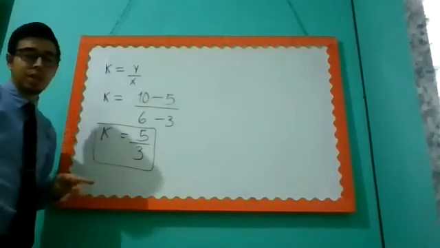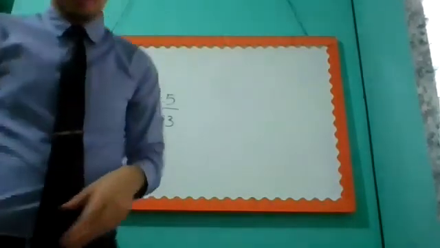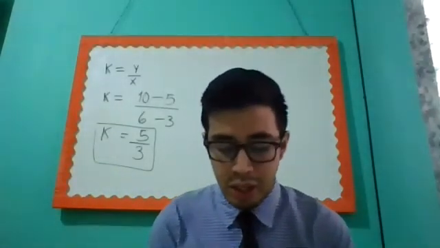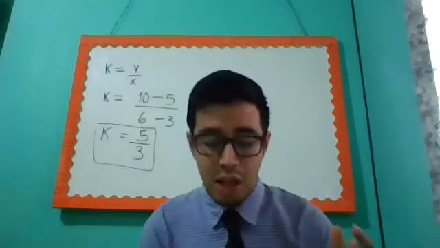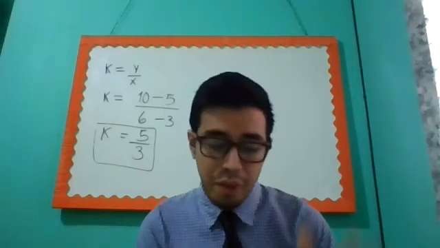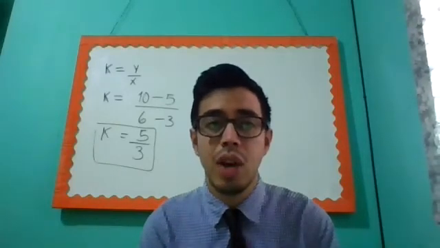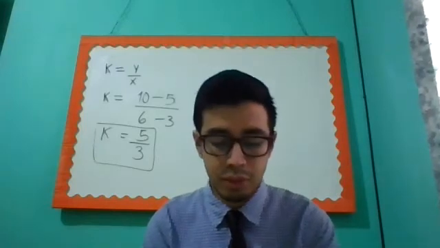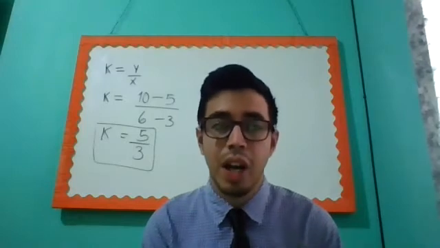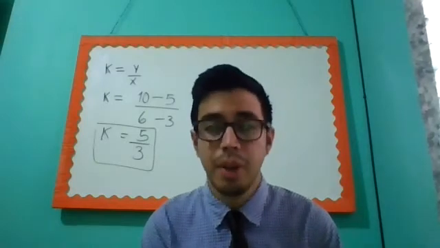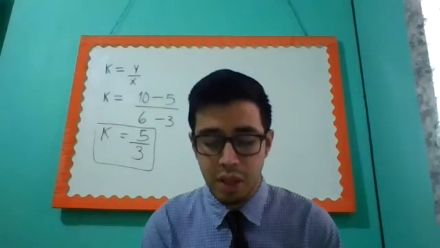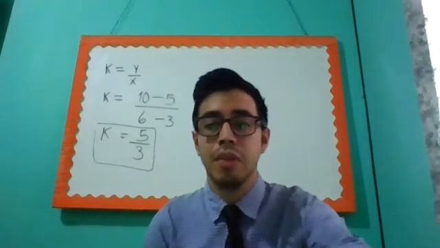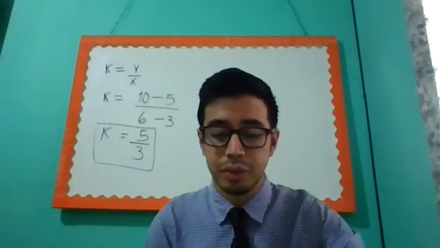And what is this representing? If K is 5 over 3, this is representing that for every 5 feet, you have only 3 centimeters in this scale. For every 5 feet, you have 3 centimeters, based on the graph for the airplane.